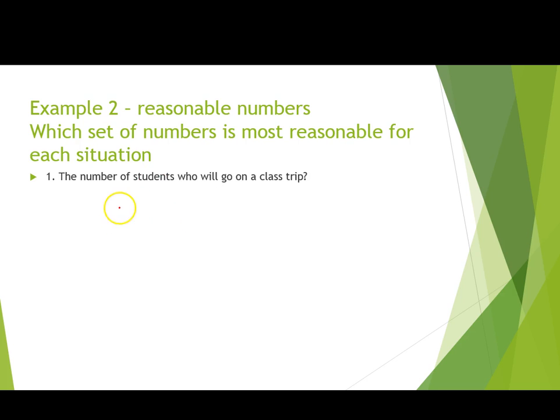Possible examples of numbers of students who would go on a class trip are, say, 25. Or we could have a smaller group of 5. Or we could have 13. What we can't have is negative 15 students, or the square root of 27 students, or 3.5 students. Those are not possible numbers. So the only number set that would work in this case is whole numbers.